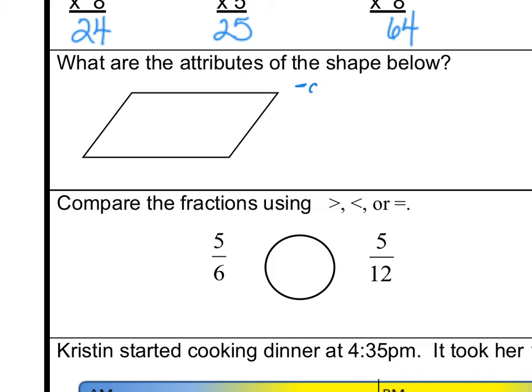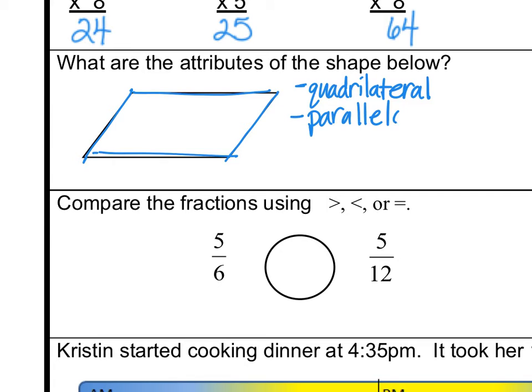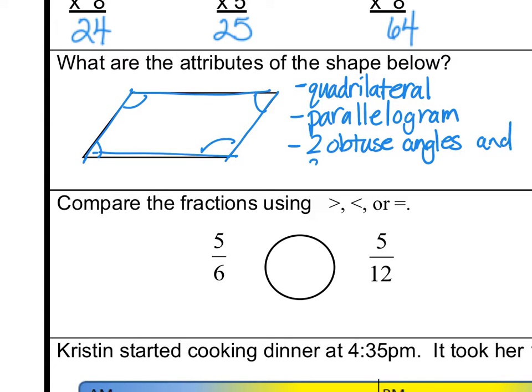What are the attributes of the shape below? Well, we see that it is a quadrilateral. It is also a parallelogram because it has 2 sets of parallel sides. So spell parallel, O, and then gram. It has 2 obtuse angles and 2 acute angles. And that'll be it.